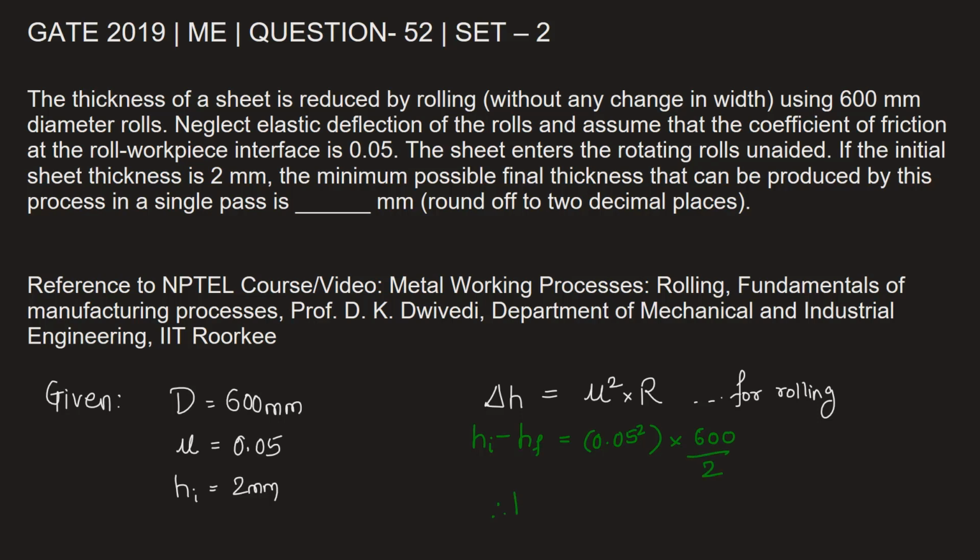Finding out HF, we have HF is equal to HI, that is 2 mm, minus 0.05 square into 300. We get the final thickness as 1.25 mm. Let's put it here in the blank. The final possible thickness that can be produced by this process in single pass. So of course this relationship is for a single pass, is 1.25 mm.